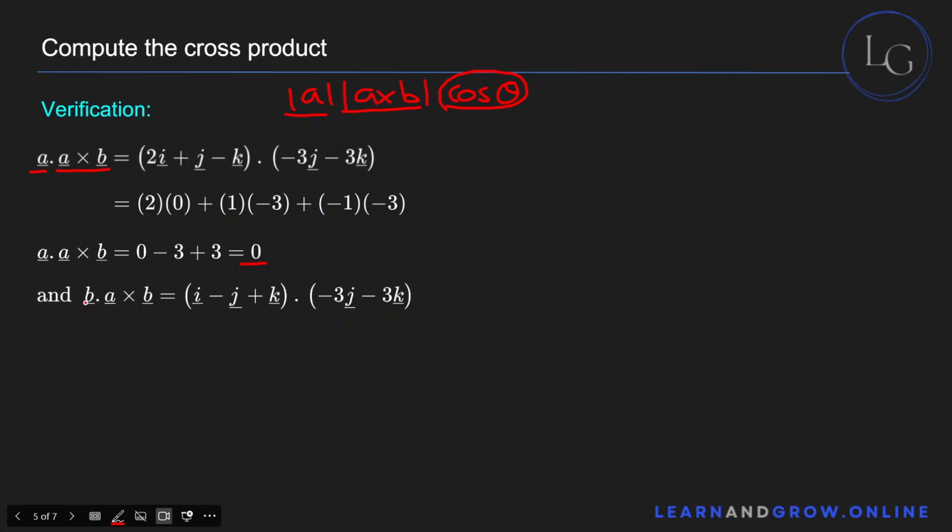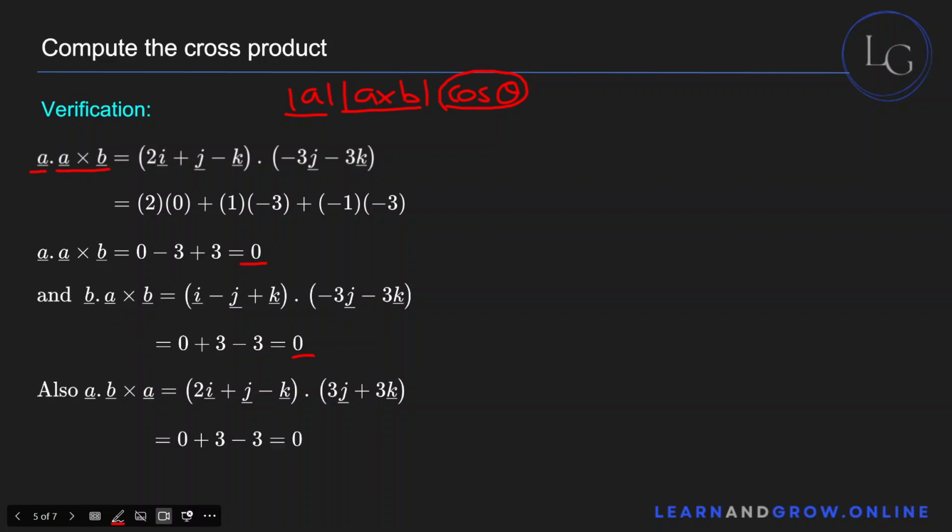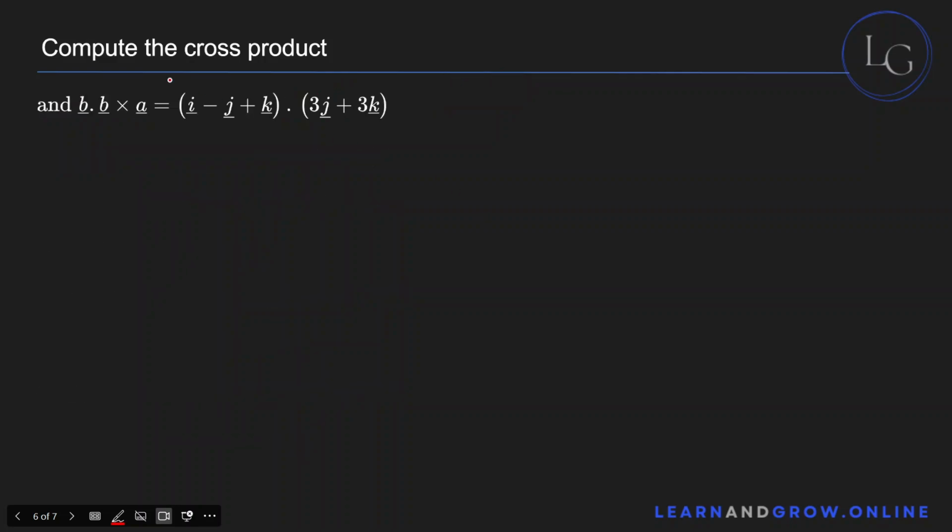Now let's take B in relation to A cross B in the same way. It turns out to be 0 as well. Now let's take A in relation to B cross A instead of A cross B. It gives you 0 again. And lastly, B in relation to B cross A, it gives you 0 again. So that's how you prove that the original vectors are perpendicular to their cross product.